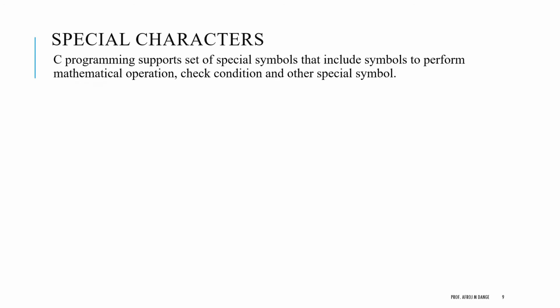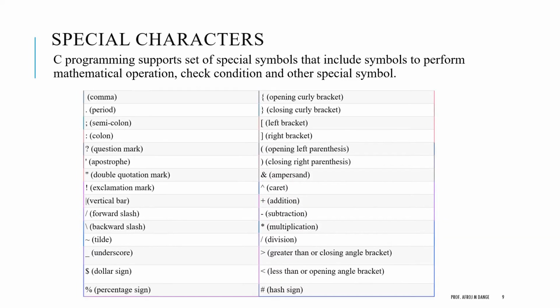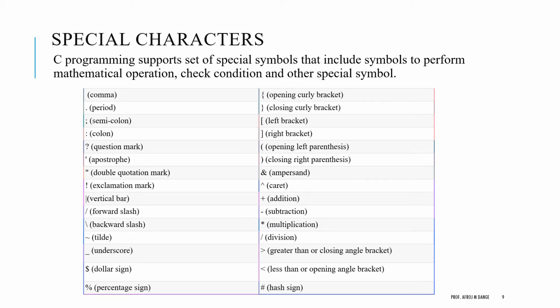Next one is special characters. C programming supports a set of special symbols that include symbols to perform mathematical operations, check conditions and other special symbols. The special symbols list: comma, period, semicolon, colon, question mark, apostrophe, double quotation mark, exclamation mark, vertical bar, forward slash, backward slash, and so on. These are the special characters used in C programming.